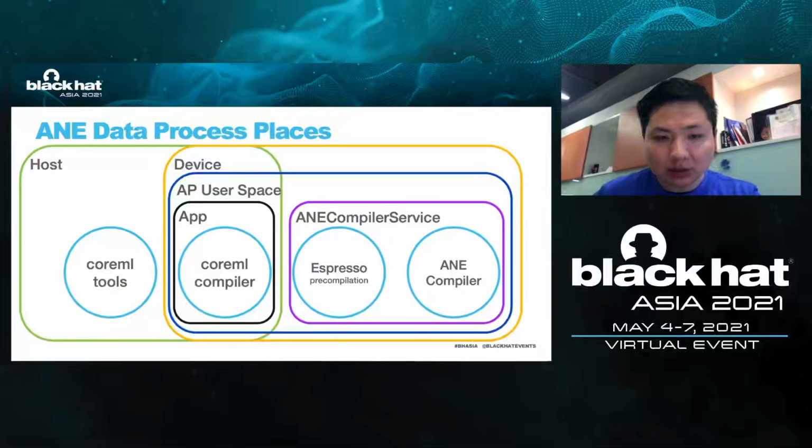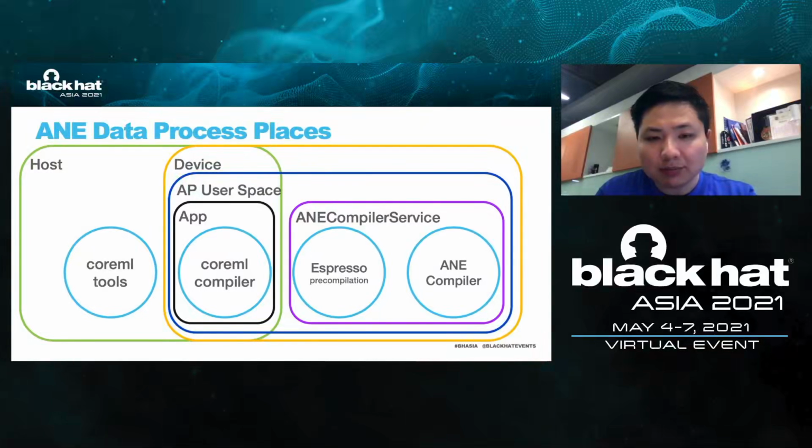CoreML tools generally runs in the developer's host computer, and it converts the pre-trained data of other machine learning frameworks into unified ML model format. This process requires CoreML tools to parse files in various formats, and these files may be obtained from untrusted sources, such as public pre-trained model files on the Internet.